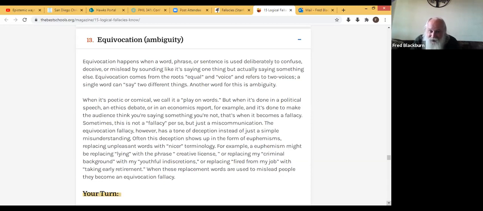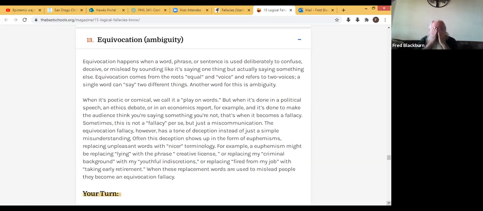Sometimes this is not a fallacy per se, just a miscommunication. The equivocation fallacy, however, has a tone of deception instead of just a simple misunderstanding. Often this deception shows up in the form of euphemisms, replacing unpleasant words with nicer terminology. For example, a euphemism might be replacing lying with the phrase creative license, or replacing my criminal background with my youthful indiscretions, or replacing fired from my job with taking early retirement. When these replacement words are used to mislead people, they become the equivocation fallacy.